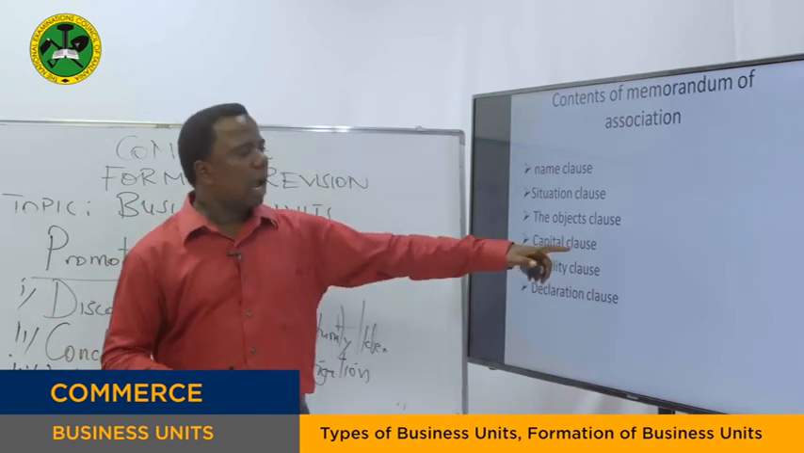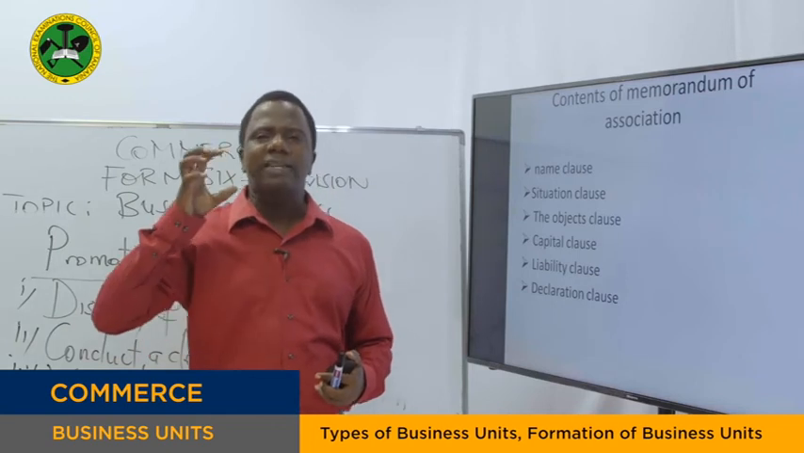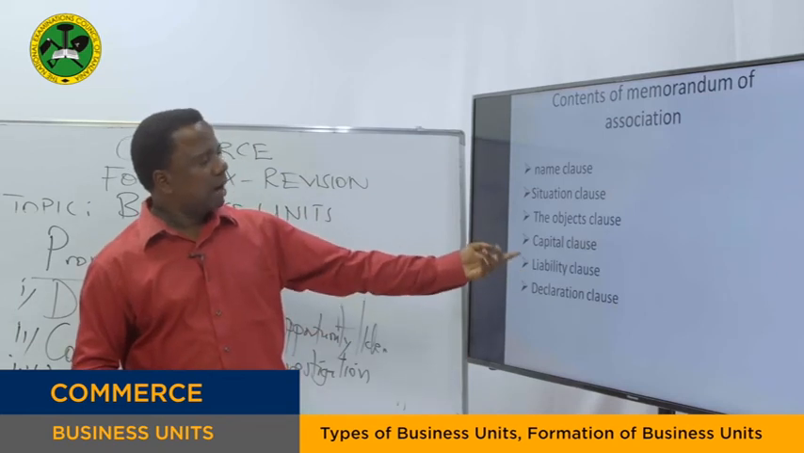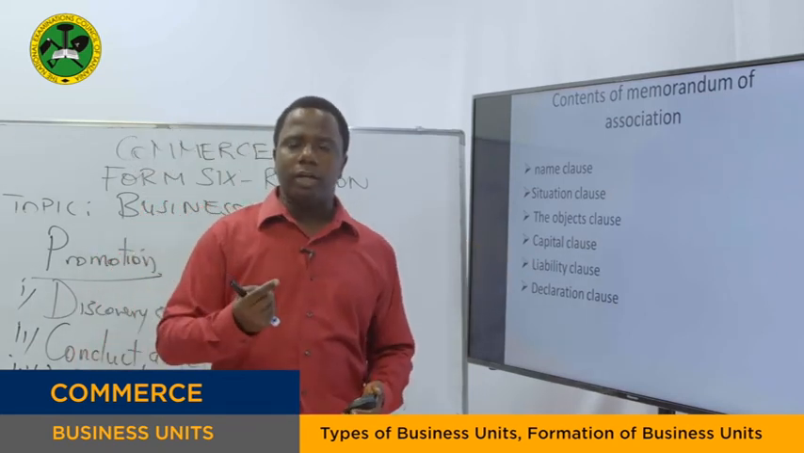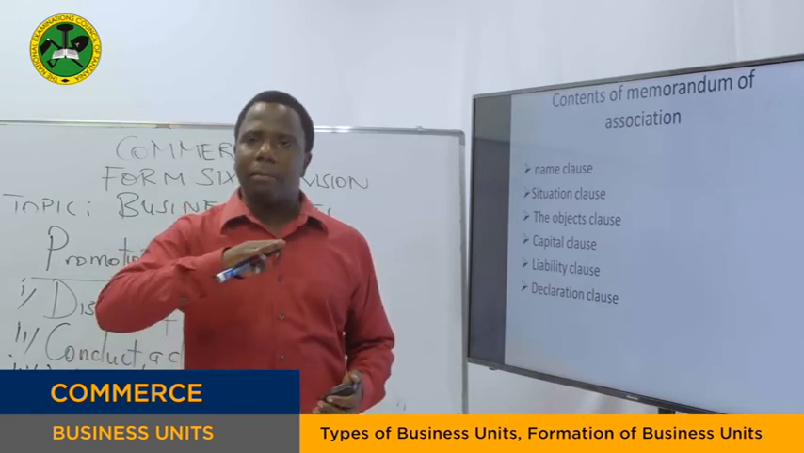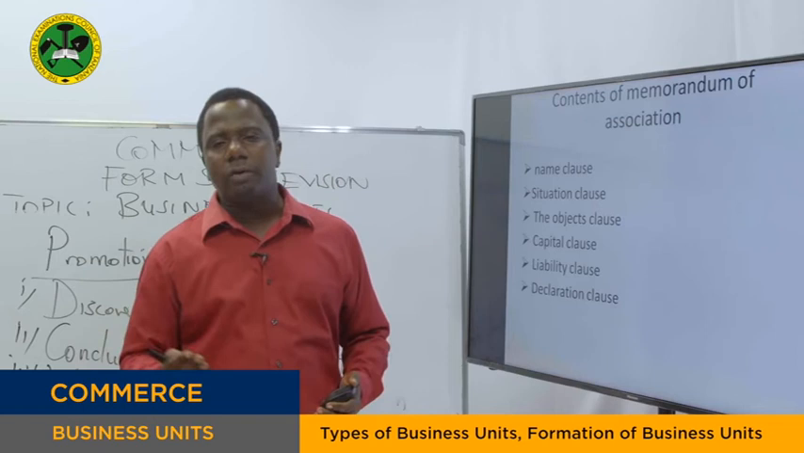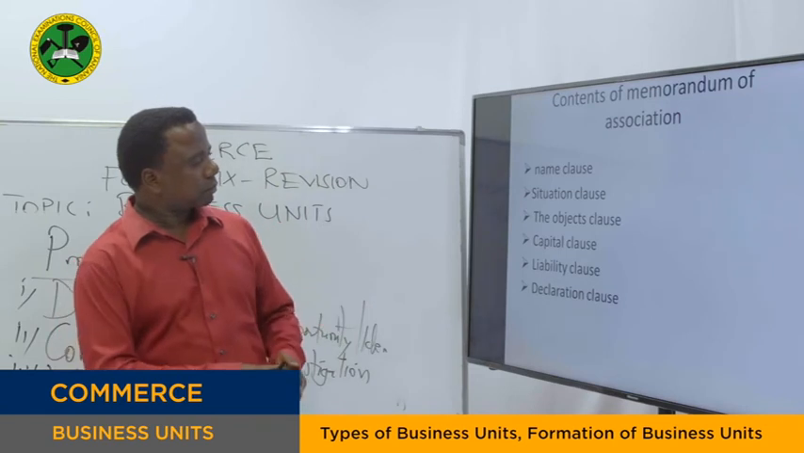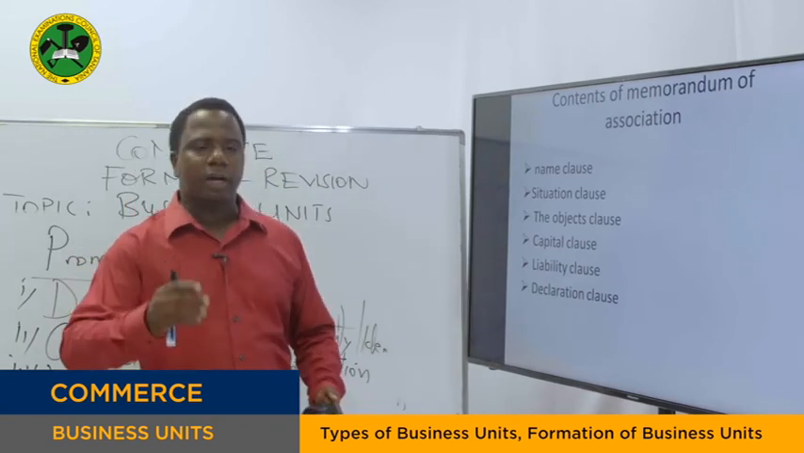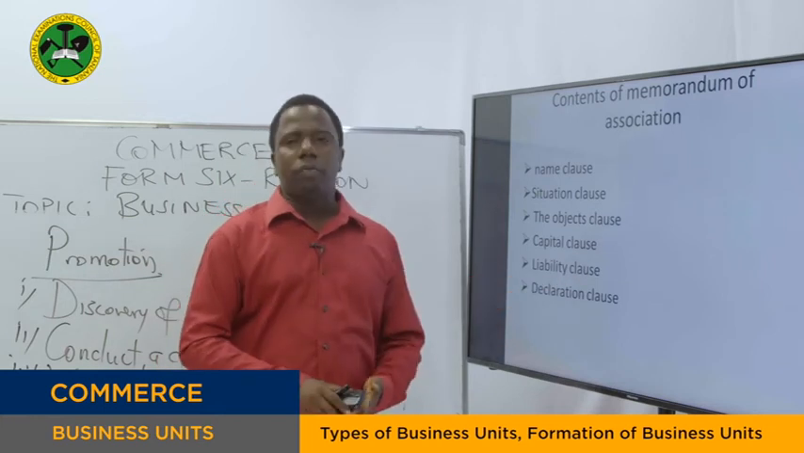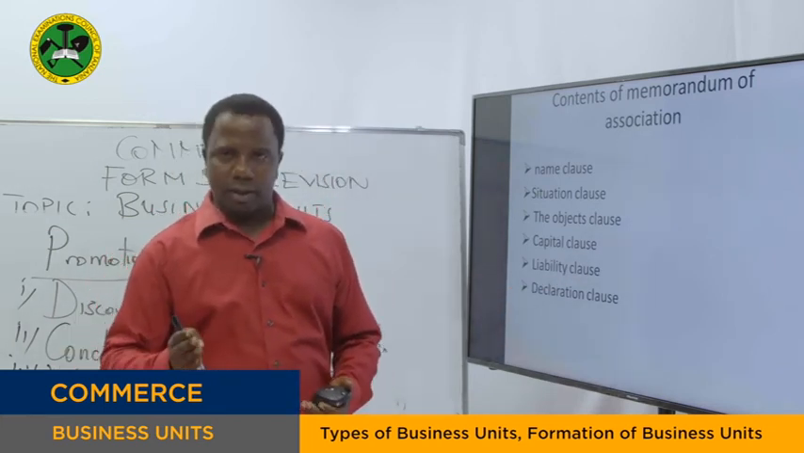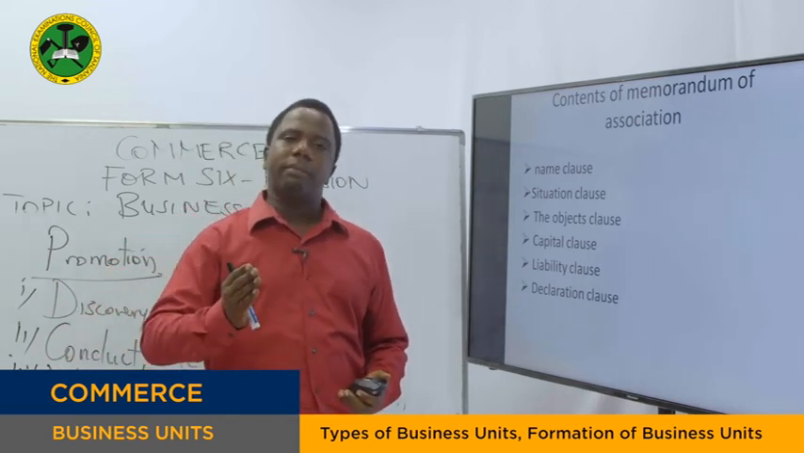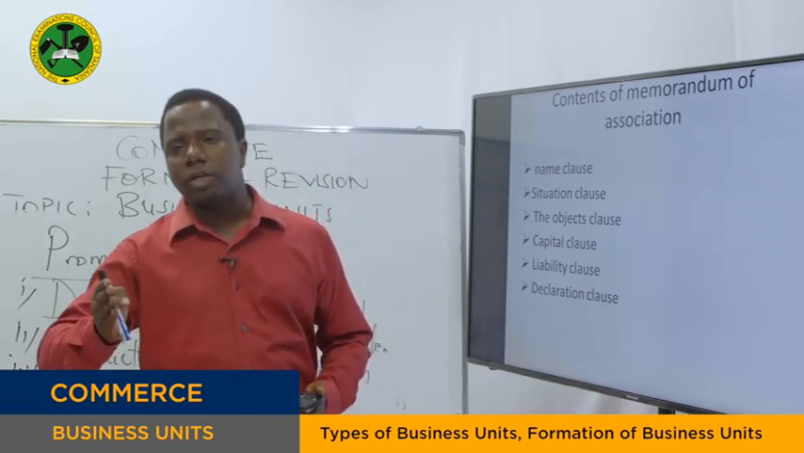Under the capital clause, you will see the authorized capital of the company, but also the minimum capital of the company, because before registration, a company should raise a minimum capital. It must raise that capital so that the company can be issued with a certificate of trading. Liability clause shows the liability of a company, that this is a limited company, either limited by shares or by amount guaranteed.